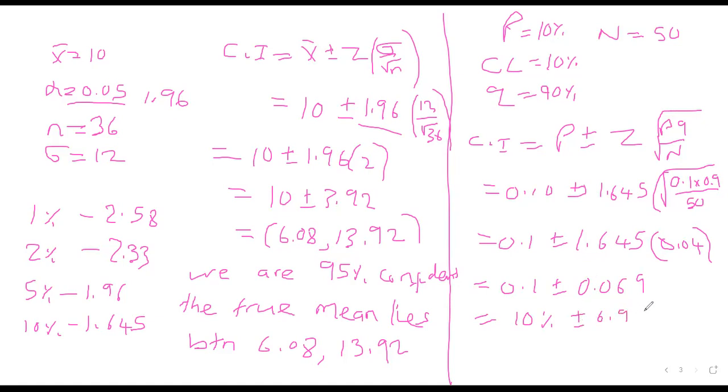So when you subtract, what are you getting? 3.1%, and adding, 16.9%. So we are 90% confident that the true proportion, not mean this time, is between 3.1% and 16.9%.